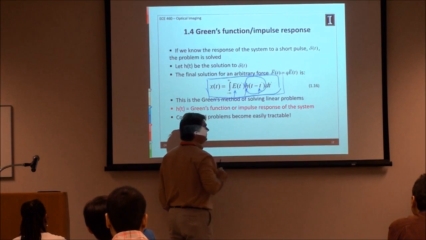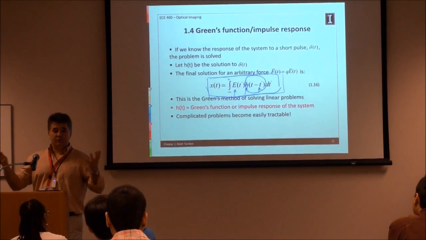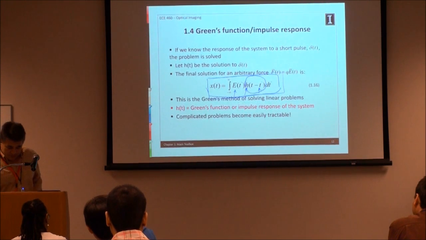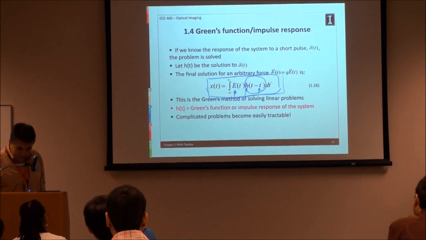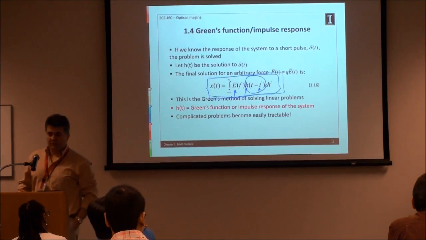All I need to know is the response to a delta function, and then I can predict the response to any general input. Any pulse that I can ever construct, I should be able to resolve it this way.